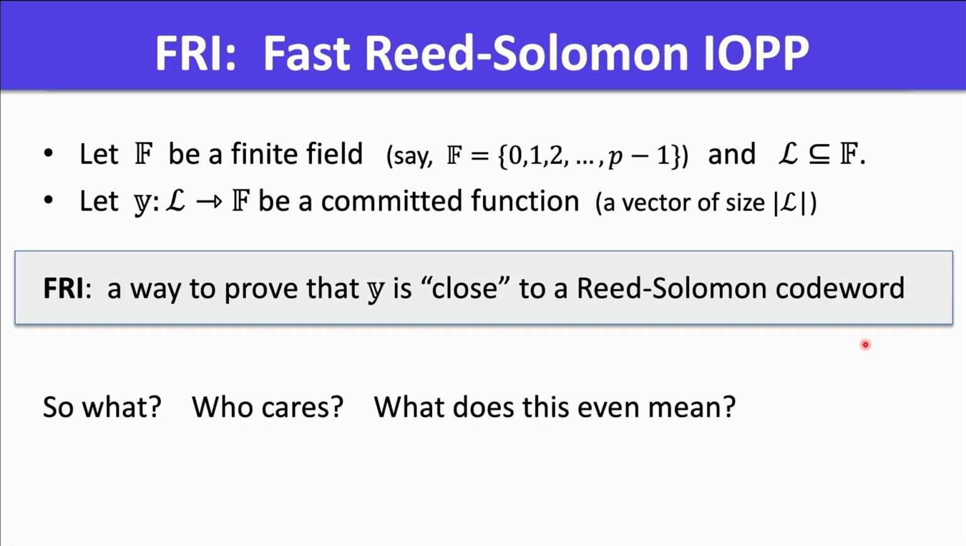So now you're probably wondering, so what? Who cares about proving that things are close to Reed-Solomon code words? And what does this even mean? What is a Reed-Solomon code word? What does it mean to prove that something is close to a Reed-Solomon code word? That's exactly what we're going to talk about in this lecture.